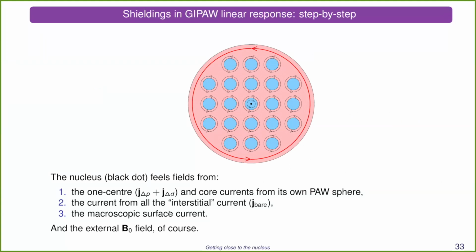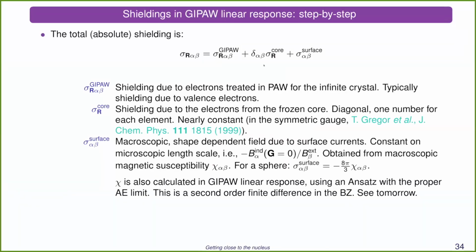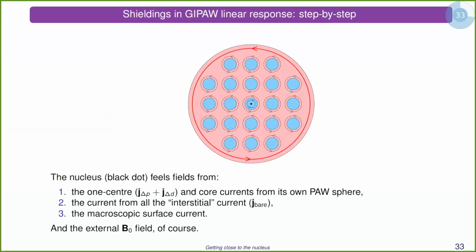and interstitial and surface. But here it's even more complicated than that, because we have the surface contribution, we have this GIPAW contribution, which is both the one-center contributions and the contribution from the current flowing throughout the whole system, the soft current on the plane wave grid being everywhere. So there's two contributions, 1 and 2 over here.